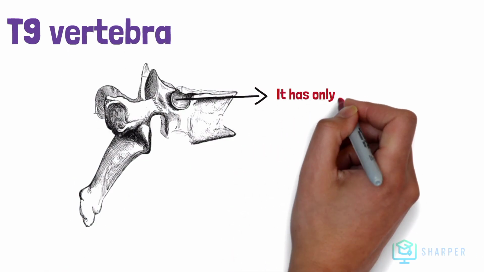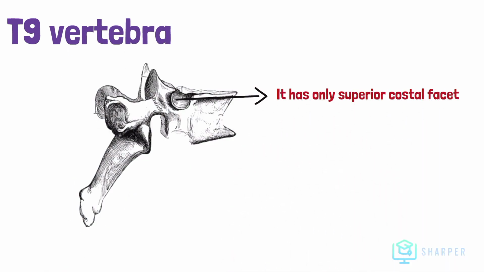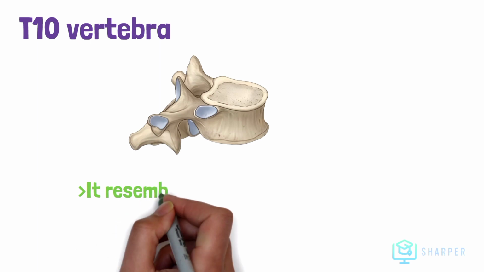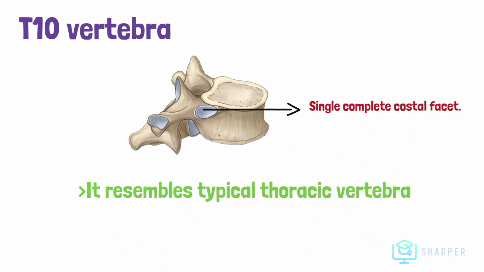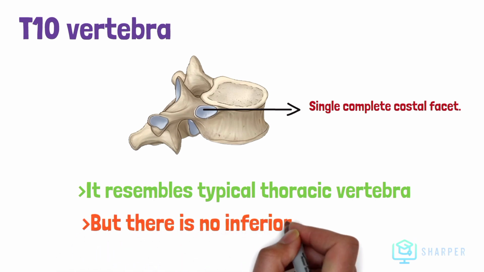Next, T9. It has only a superior costal facet. T10 vertebra. It resembles a typical thoracic vertebra. It has a single complete costal facet. It articulates with its own ribs, but there are no inferior costal facets.